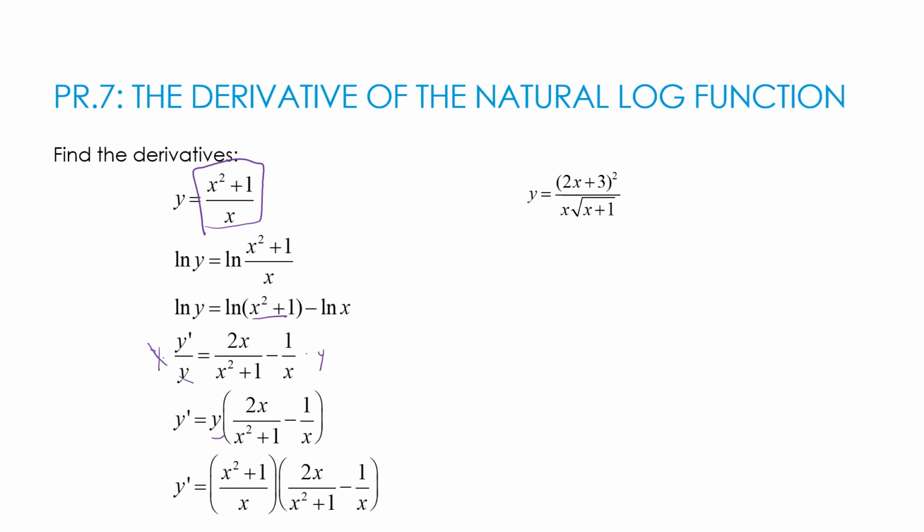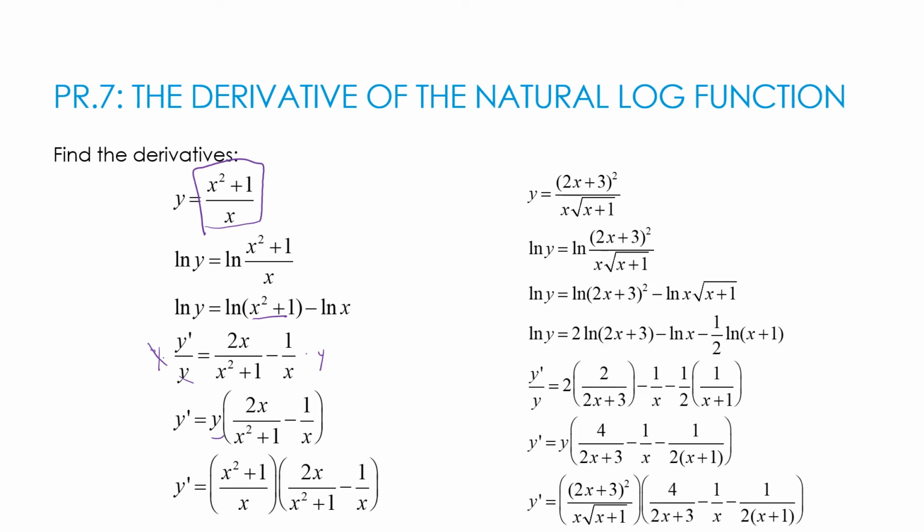For my second one, again, logarithmic differentiation. Take the log of each side first. Use your properties that say if you've got a 2, take the 2 and put it out front. This one is more complicated because I actually have a product in the denominator, so notice they both get a minus. So it's x and then minus 1/2 natural log of x plus 1.